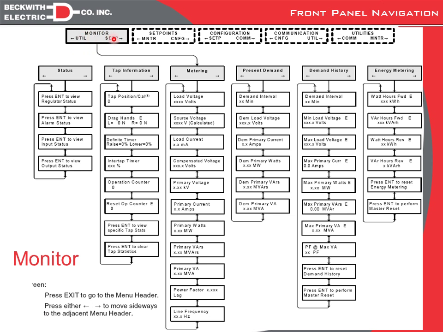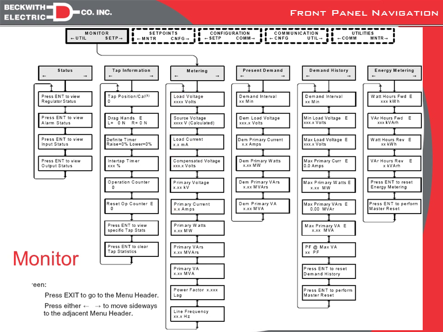If I were to hit the right arrow, I would go to the set points. If I were to hit the left arrow, I would go to the utility. If I hit the down arrow, then it's going to come down into the submenus now. And the first submenu would be metering. And again, if I were to hit the right, the next one would be present demand. If I were to hit the left, it would be tap information. And if I were to hit the down arrow, I would now be into the metering data.